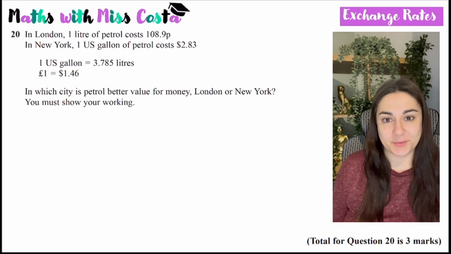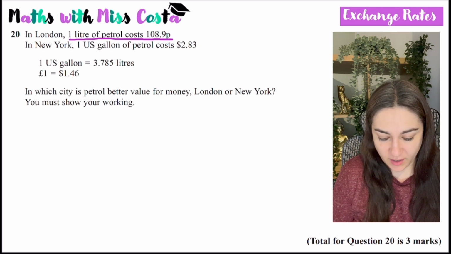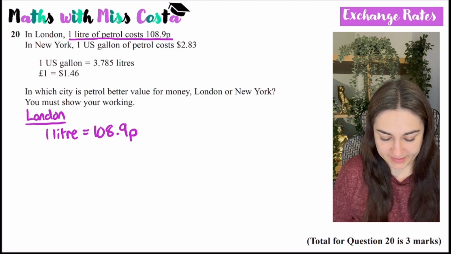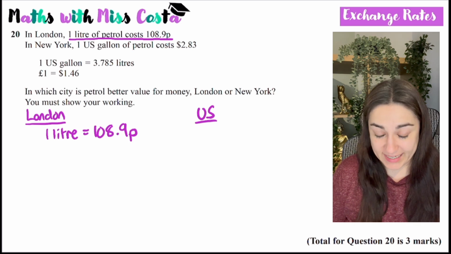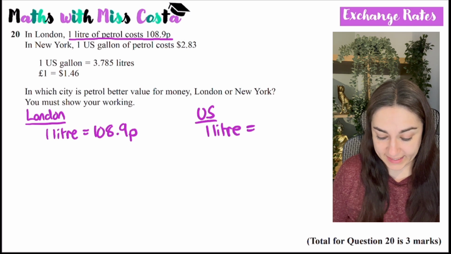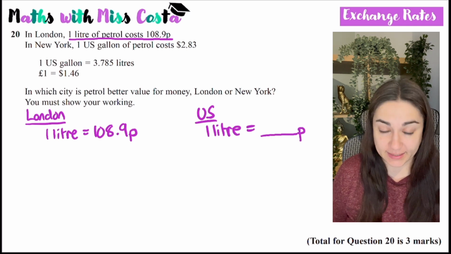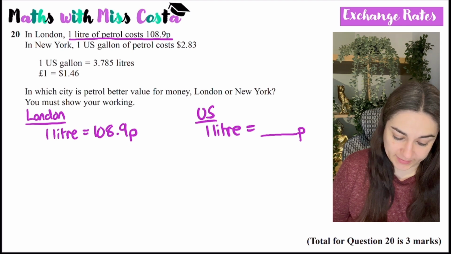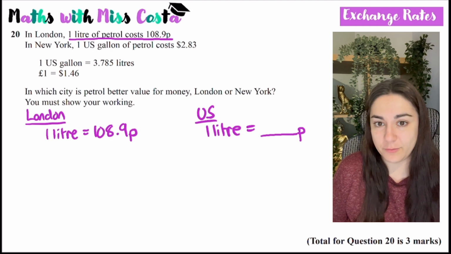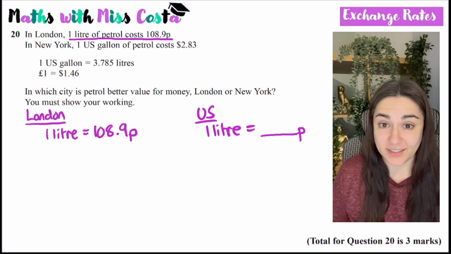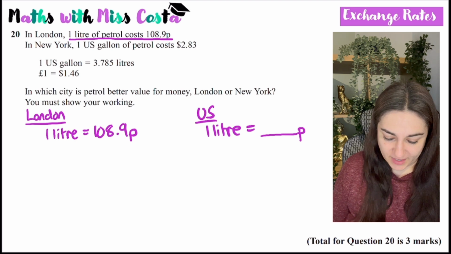Okay, so here's an exchange rate question, and in these questions it's important to decide what your end goal is. So I'm told that in London 1 litre of petrol costs 108.9p. I want to get the same comparison for the US. So I want to find out, in the US, 1 litre is equal to how many pence? That's my end goal. I could also have done, in the US, 1 gallon is $2.83, and therefore worked out what London pricing for that would be. But I'm going to just go with London's pricing, because I'm in London.